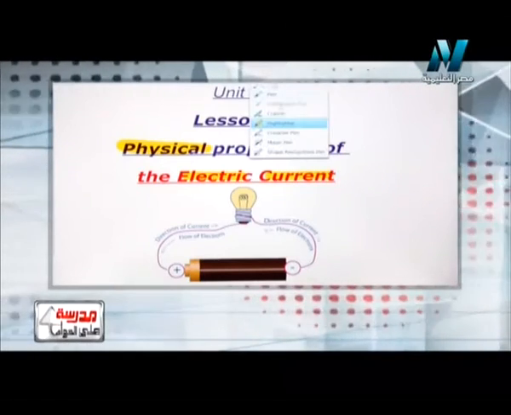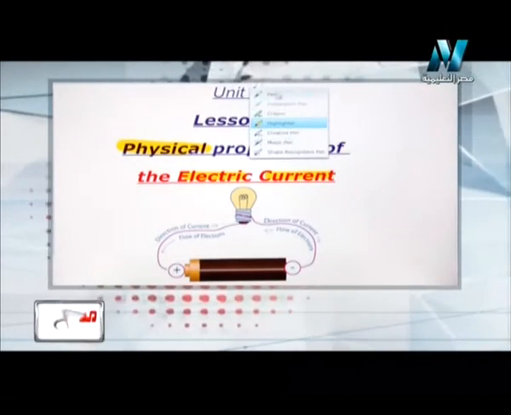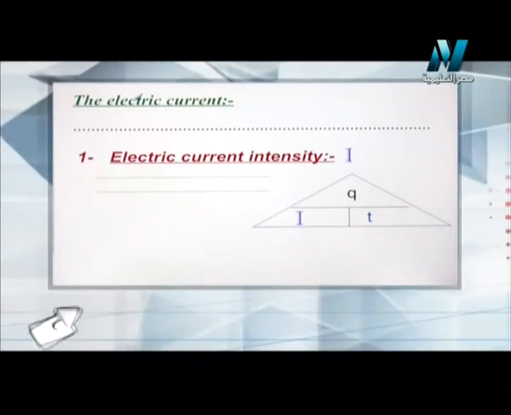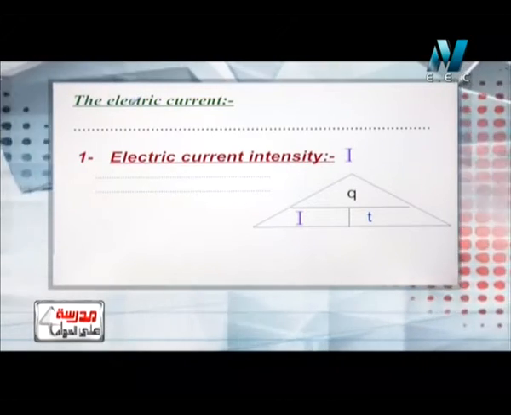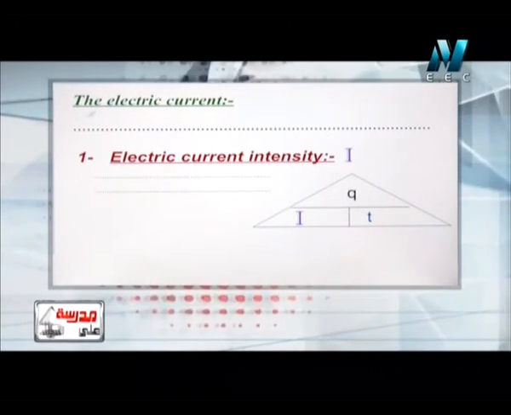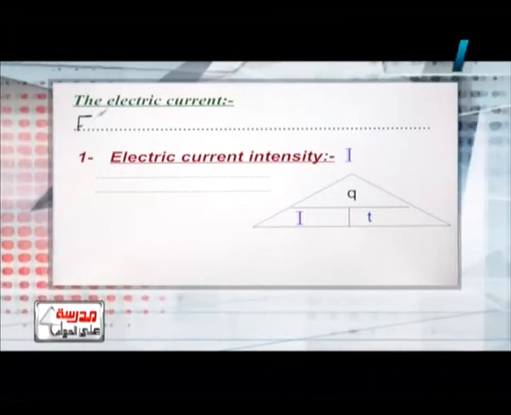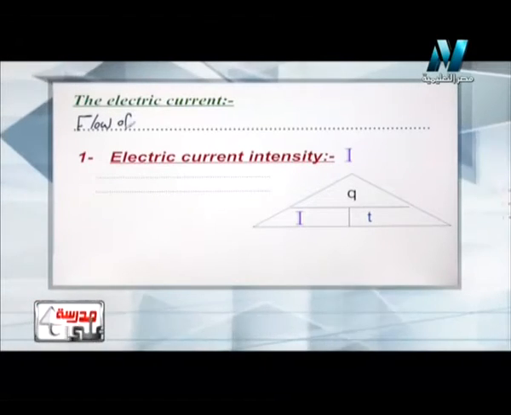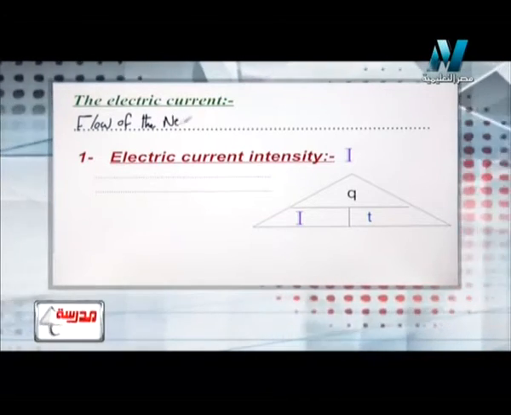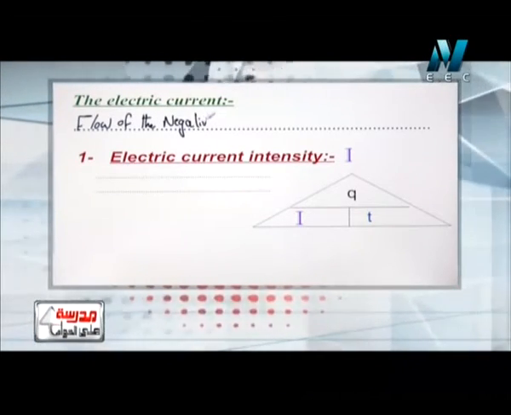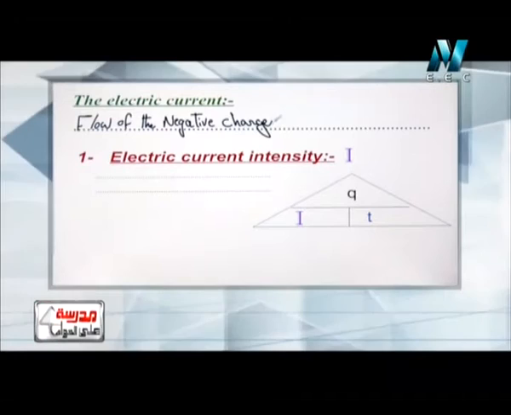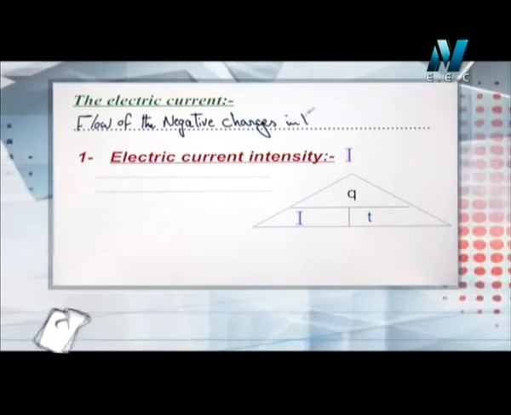So let's start with the first point in our lesson today, so we have here the electric current. So what is meant by the electric current? Electric current معناها تيار كهربي. So electric current, which means what? Here we have electric current is the flow of the negative charge in the conductor.